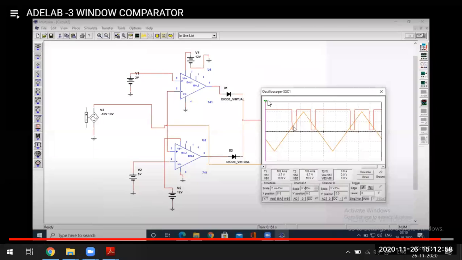Window comparator: high output, low output, depending on whether the input is within the range. The one line answer is this much. You can remember: if it is within the range of UTP and LTP, low output. If it is outside the range of UTP and LTP, high output. You should remember that much, the one line answer about the window comparator.